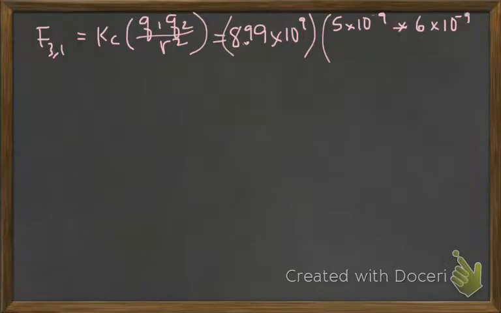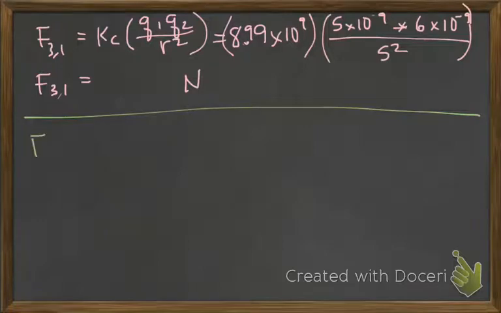And the distance between the two? 5 meters, so make sure you square that. Anybody have an answer for that force yet? Once you get an answer, let me know. As far as rounding goes, that was close. Not sure where the rounding difference is, but 1.8 times 10 to the negative 8th newtons.